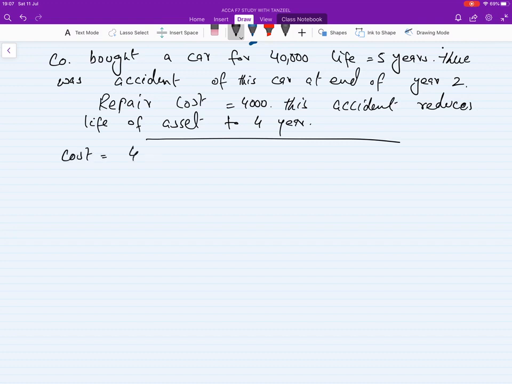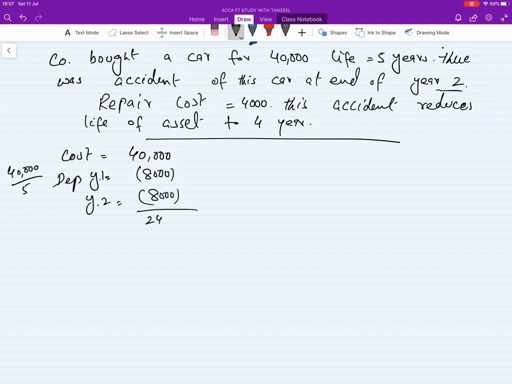Cost was 40,000. Depreciation was, how you can calculate, 40,000 cost minus scrap value, we don't have any scrap value, divided by number of life years remaining 5. So you can say 8,000 for year 1, for year 2 8,000. So by end of year 2, you can say the remaining NBV was 24,000.